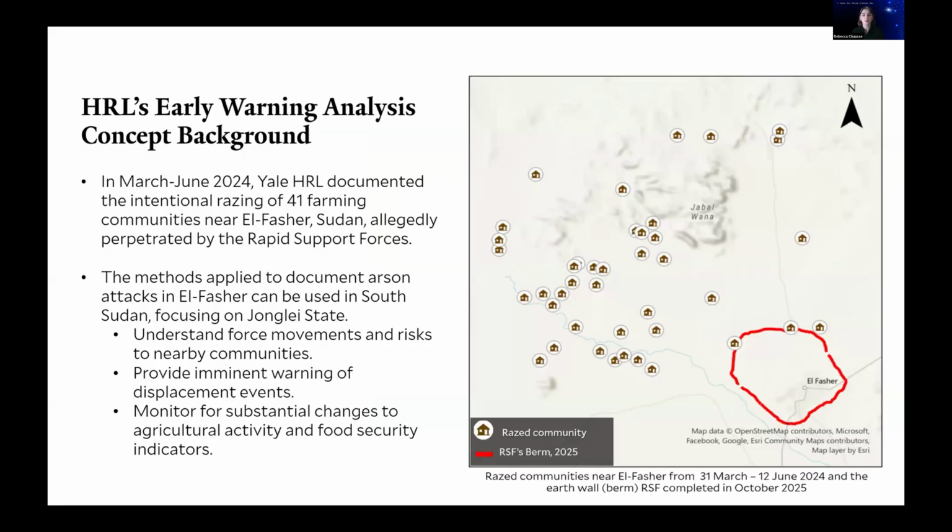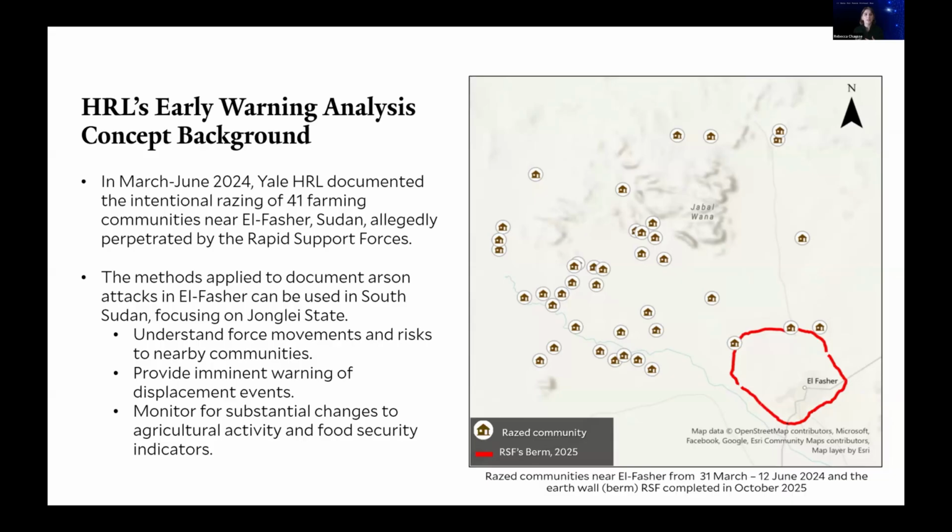What we found was that the razed communities were burned in the same geographic area, as you can see on the map here, and within a close time frame to each other. What we also found is many communities were burned sequentially, where the closer they were to other burned communities, the more likely they were to be burned.